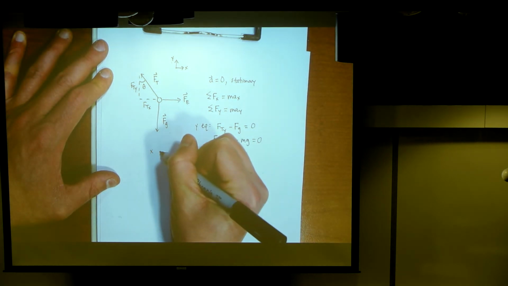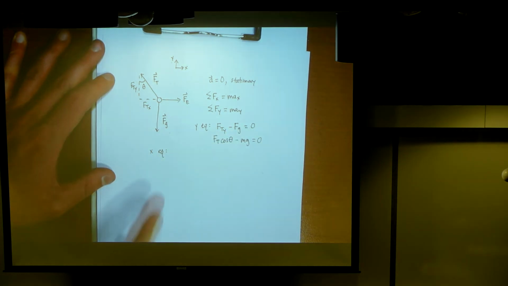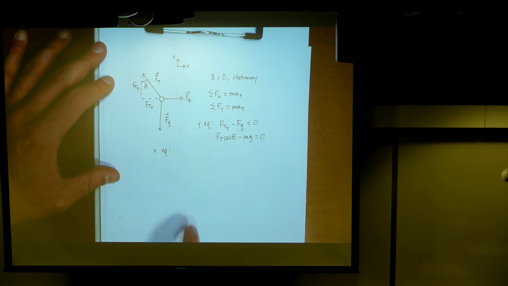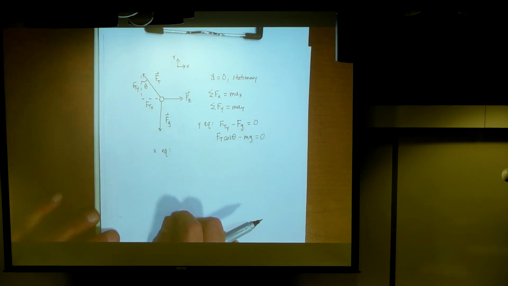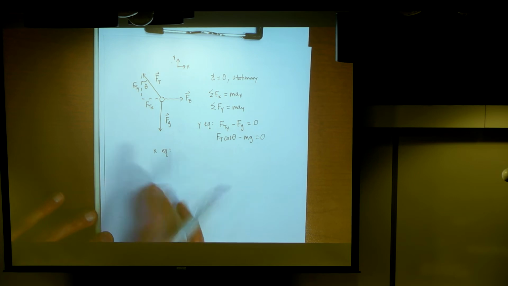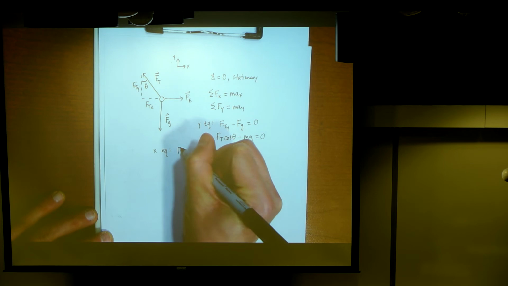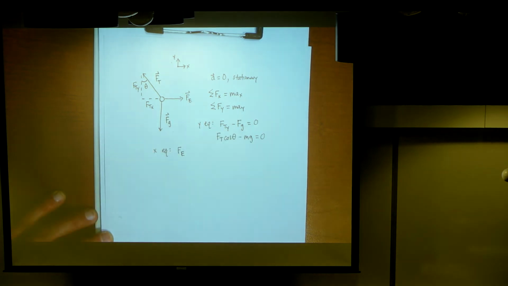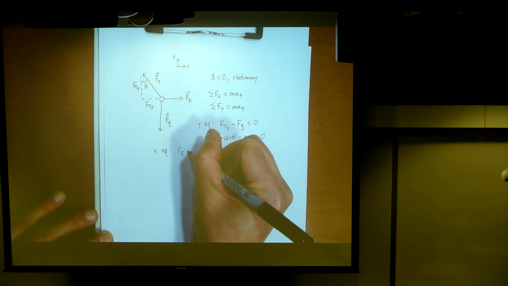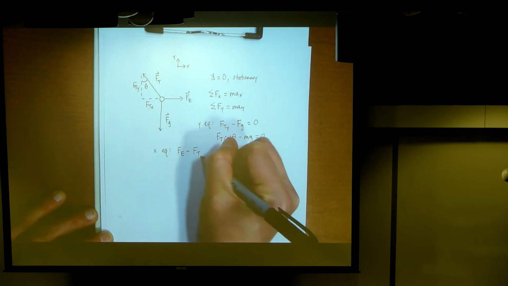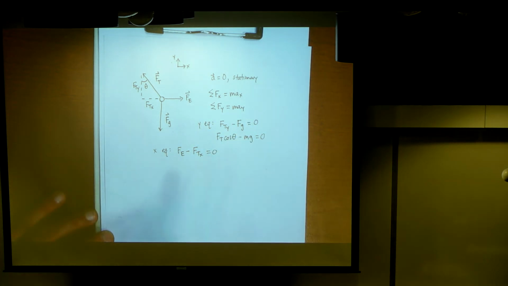What about our x equation? So what is the sum of my forces in the x direction? Force tension in the x direction. Yeah, so let's take it in small steps. In the positive direction, I have Fe. And then going along the negative x-axis, I have Ftx. So I'll write this as Fe minus Ftx. And then again, set that equal to 0 because we have no acceleration in the x direction.